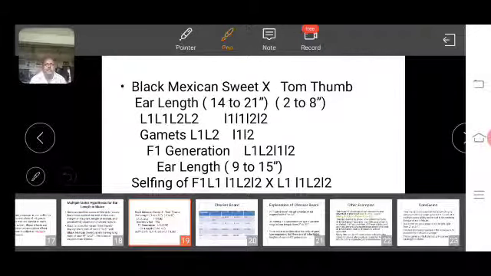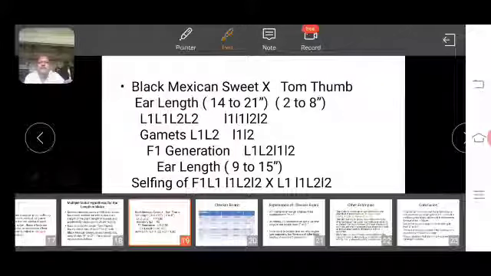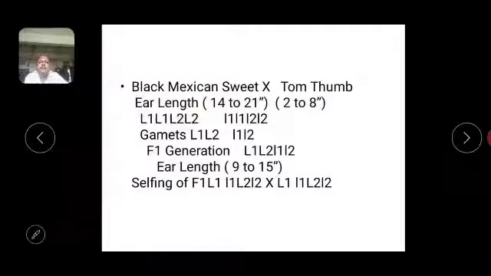So let us see the cross between these 2 plants. Here we have the black Mexican sweet variety, which has ear length 14 to 21 inch, crossed with the Tom Thumb variety, which has ear length of 2 to 8 inch. The genotype for the black Mexican variety is capital L1, L1, L2, L2, and for the Tom Thumb variety, small l1, small l1, small l2, small l2.